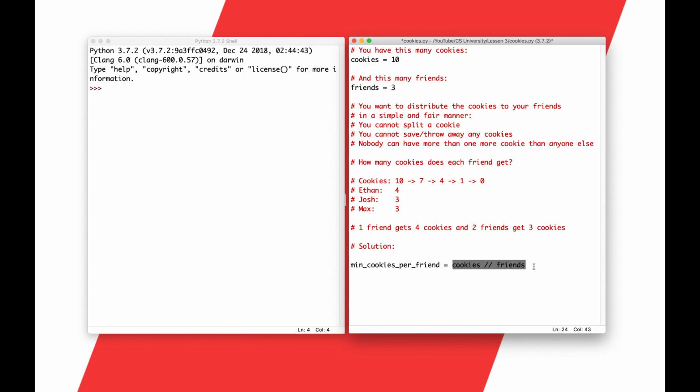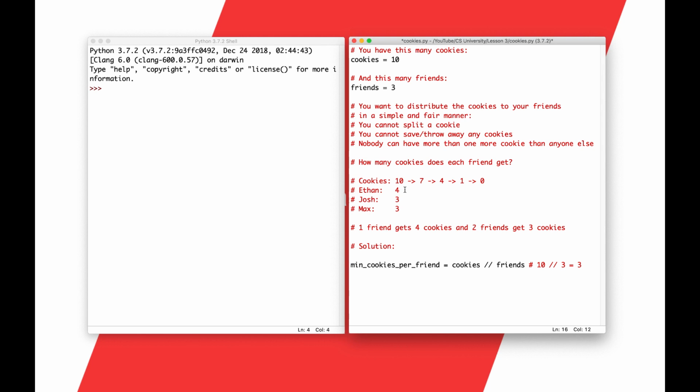We're just dividing up the cookies, but we don't want any sort of fraction. And in this example, for these particular numbers, we're doing 10 integer divided by 3, which is equal to 3. So 10 integer divided by 3 is 3, right? Because if it were 9 divided by 3, it would be 3, and then you add 1, and we're doing integer division, so we get 3. So the answer is 3, and we're saying that the minimum cookies per friend is 3, which is what we agreed with in our example.